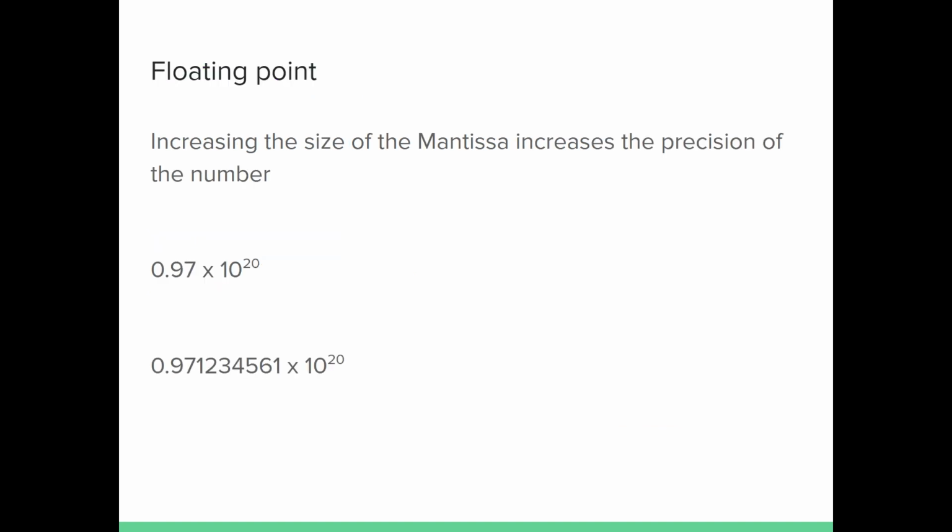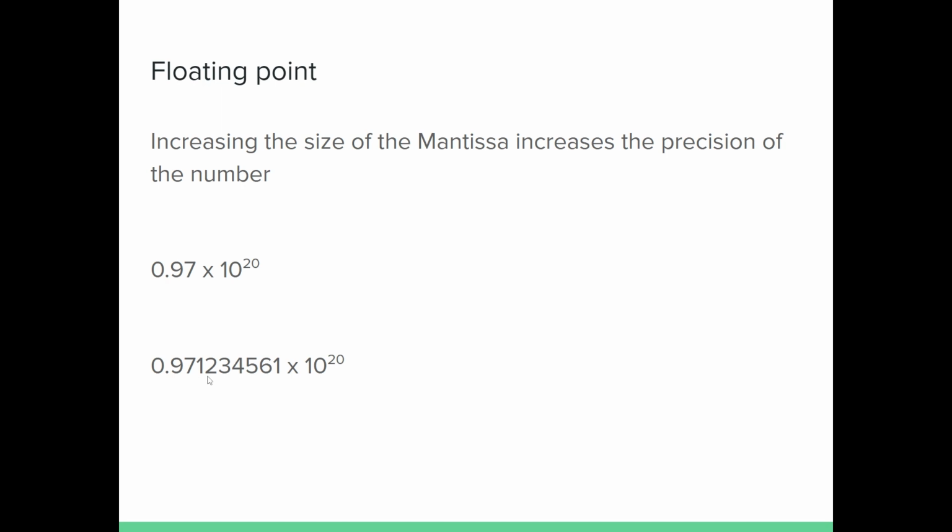So if you have a floating point number such as 0.97 times 10 to the 20, that's not a very accurate or precise number. If you had more digits to represent the mantissa, right, instead of the 0 point and then 2 digits, we've got all of these digits. This is much more precise.